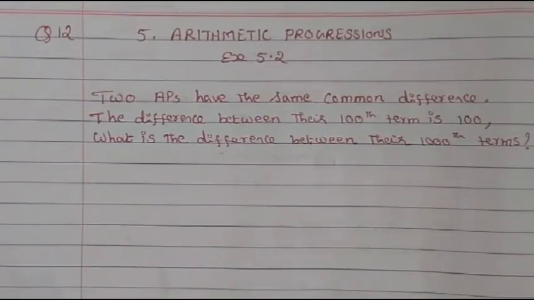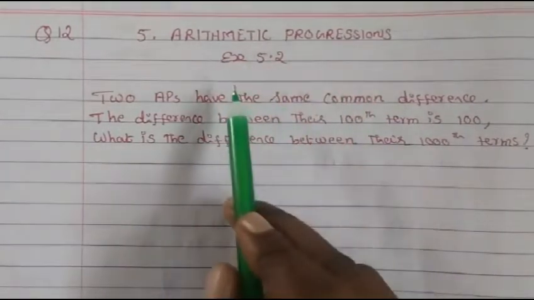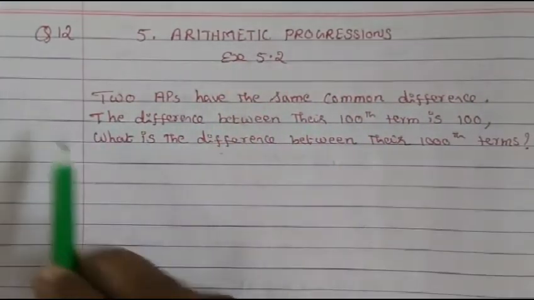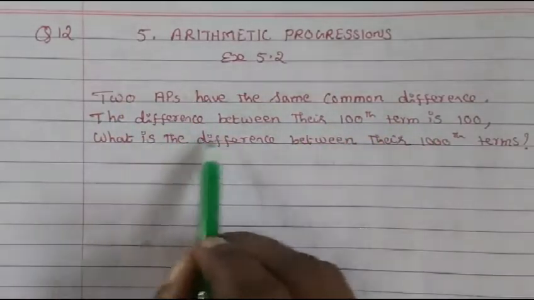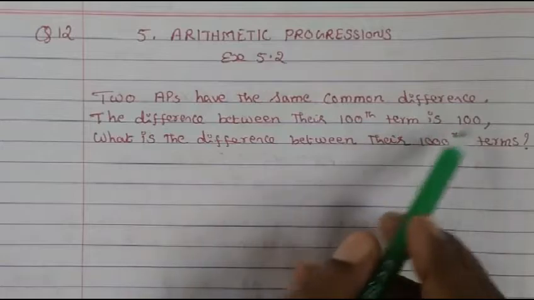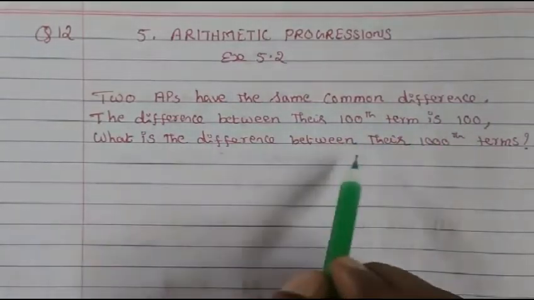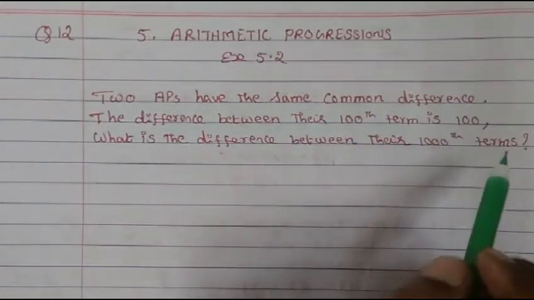Today we are going to see from class 10th, chapter 5, arithmetic progression, exercise 5.2, question 12. Two APs have the same common difference. The difference between their 100th terms is 100. What is the difference between their 1000th terms?